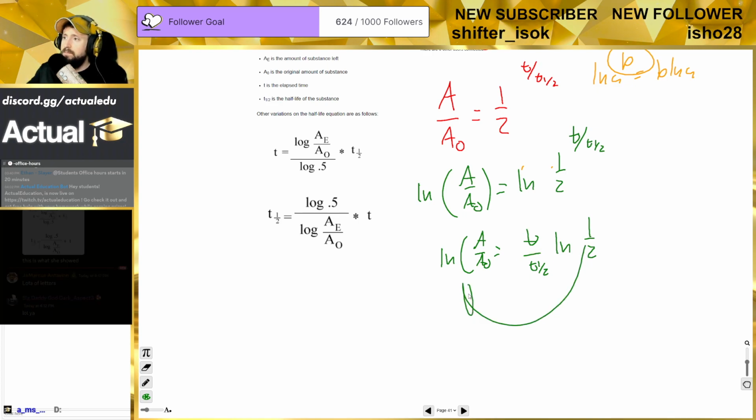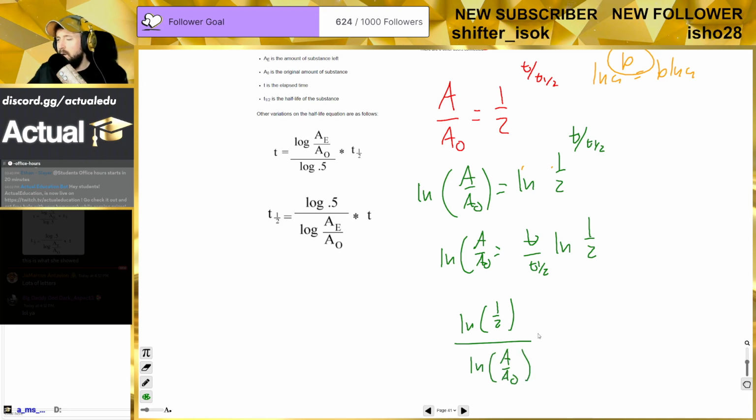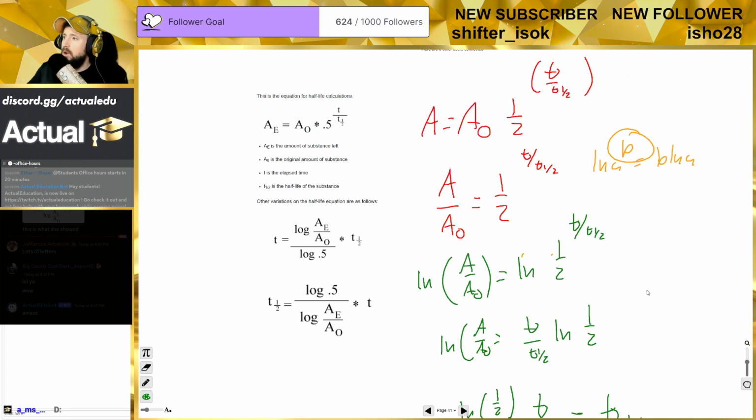And then you just isolate for t 1/2. So you end up moving this over, flipping it, and then flipping it again. So it's ln of 1/2 over the ln of A over A naught, and then this is all times t is equal to t 1/2. So that's where the natural log comes into play. If you're trying to isolate for half-life, you have to take a natural log to pull this thing out of an exponent. That's where it comes from.